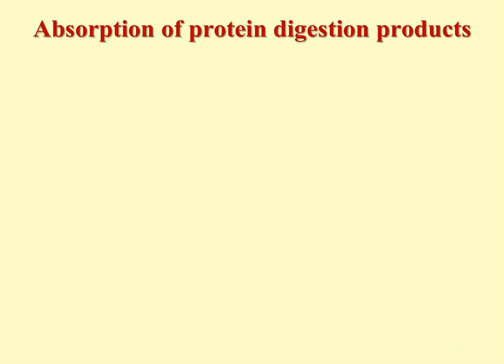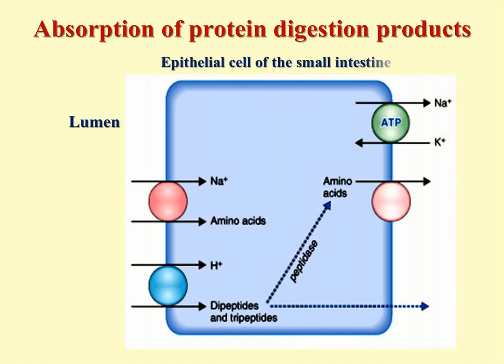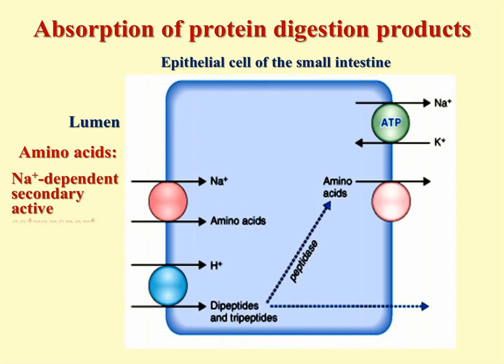Absorption of protein digestion products. From the lumen, the products should enter the epithelial cells of the small intestine. Amino acids are absorbed by sodium-dependent secondary active cotransport. Cotransport here means that the direction is the same for both sodium and amino acids. Why is it secondary active? Because the carrier protein itself doesn't use energy.